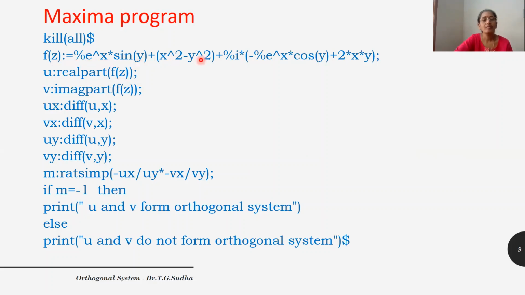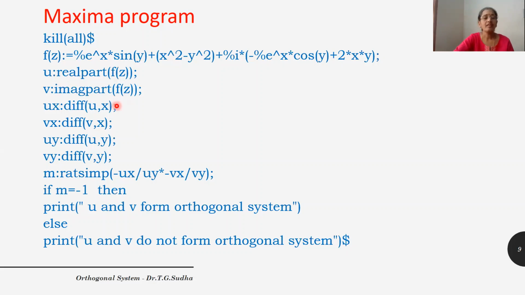We know how to type the function here, and u is the real part. So the command to extract the real part of f(z), realpart, returns the real part of the function f(z). And imagpart extracts the imaginary part of f(z). So this command returns the imaginary part of f(z).